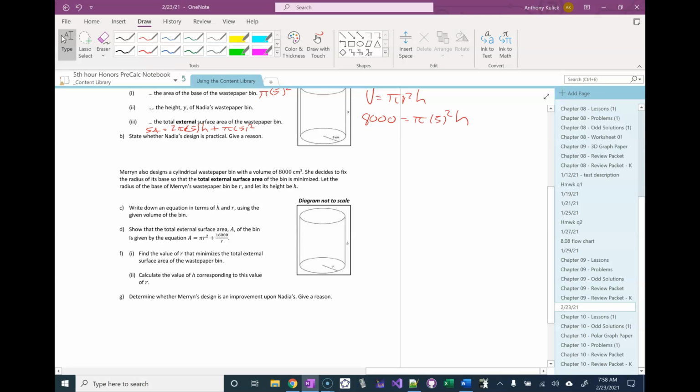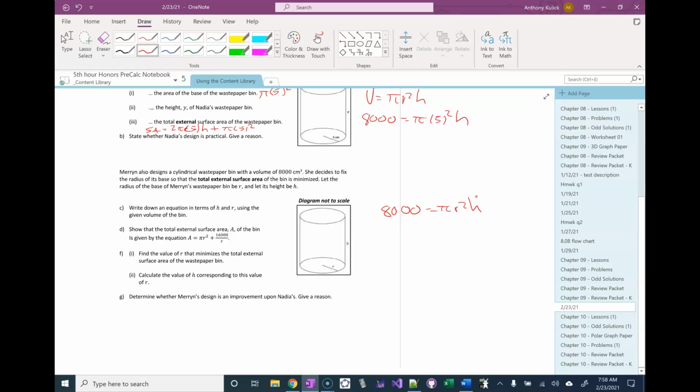Marin also designs a cylindrical waste paper bin with a volume of 8,000 cubic centimeters. She decides to fix the radius of the base so that the total external surface area of the bin is minimized. Let the radius of Marin's waste paper bin be r and let its height be h. Write down an equation in terms of h and r using the volume. I know the volume is given to us to be 8,000. And I know that for a cylinder, the volume is just pi r squared h.